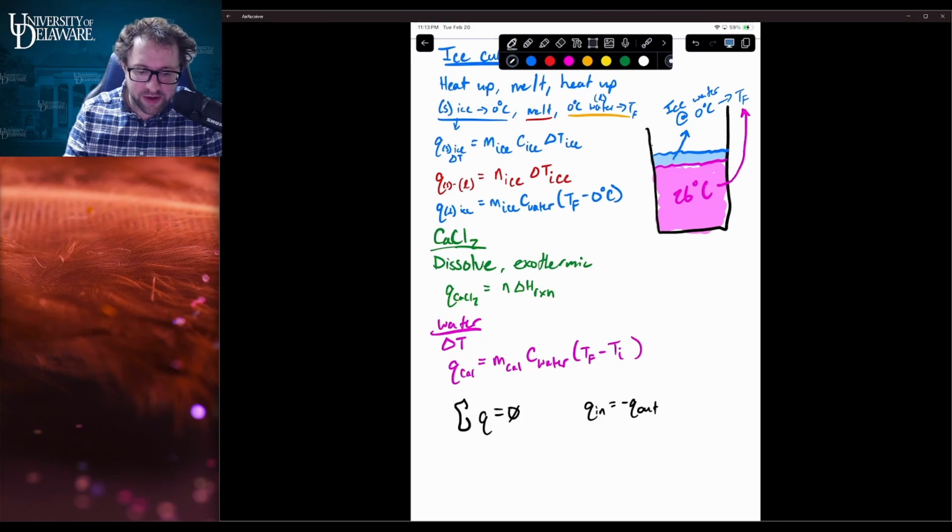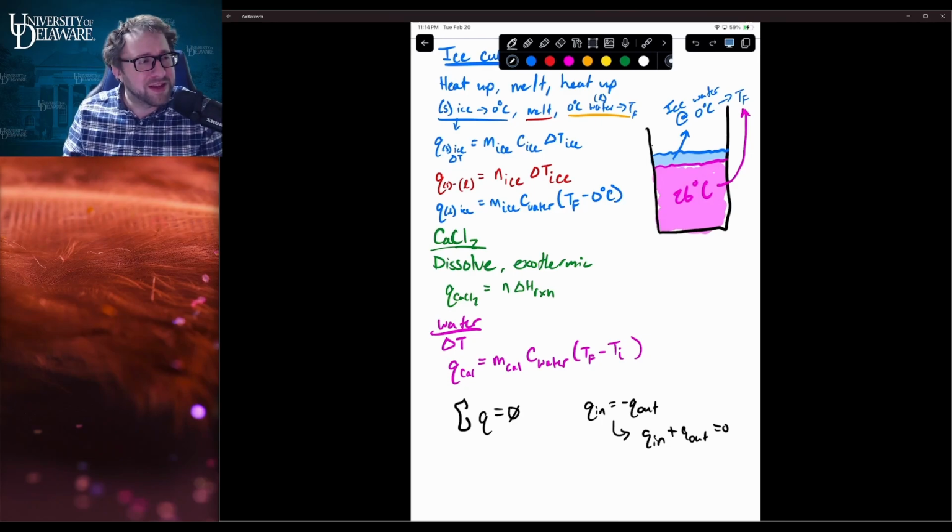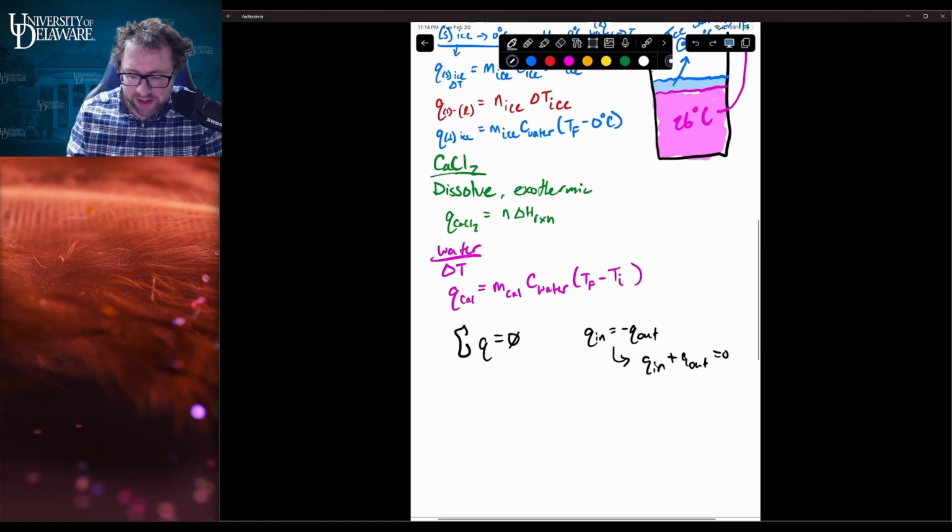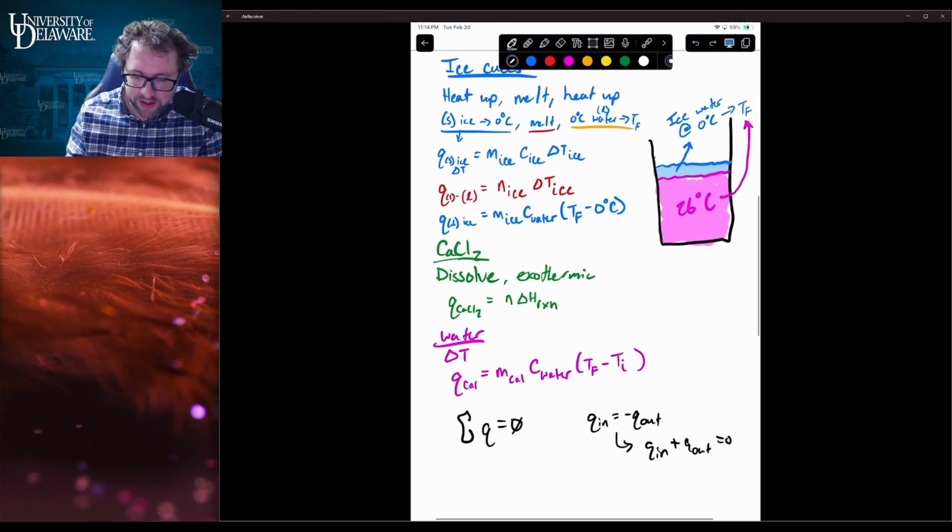But the good news is that as long as you set these up correctly, this is the same as writing Q in plus Q out is equal to 0. So as long as you write everything correctly inside this, it doesn't matter. Both get you to the end. I just think this one's a little easier to set up because we don't have to make decisions about where to put things, even if those decisions don't matter. It'll save us some brain power that we can focus on other stuff.